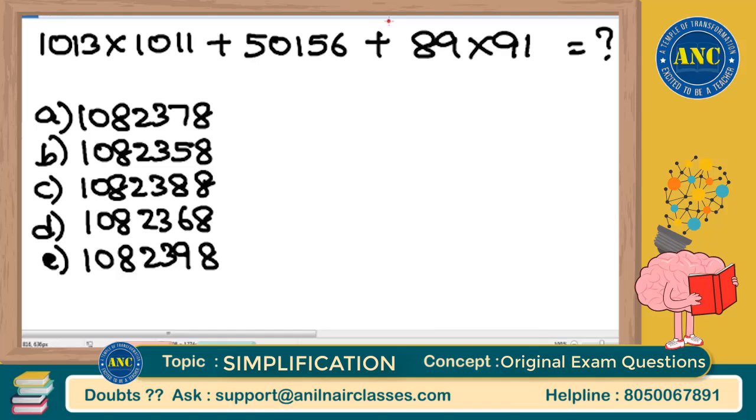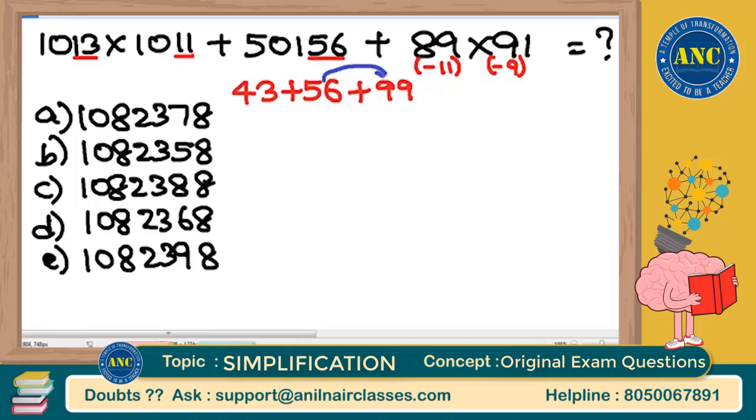Listen carefully, sir. Can I say that 13 into 11, it is 143, it is ending with 43, plus 10156, it is ending with 56. 89 negative remainder is minus 11. 91 negative remainder is minus 9. Minus 11 into minus 9 is 99. Right? It is 99. Now, this is what I got. If I simplify, shift 1 from this to this so that this becomes 100. 100 plus 55 is 155. 155 plus 43 is 198. Answer should end with 98. Last 2 digits should be 98.